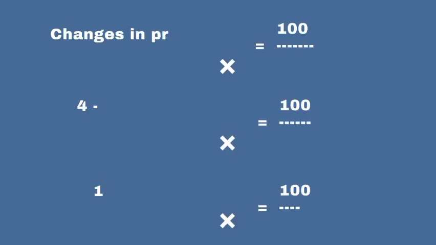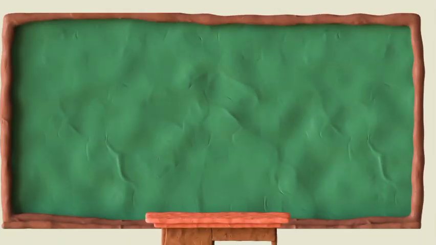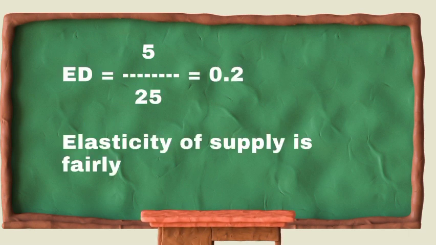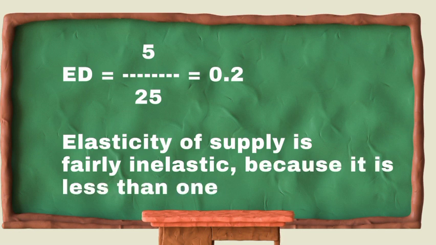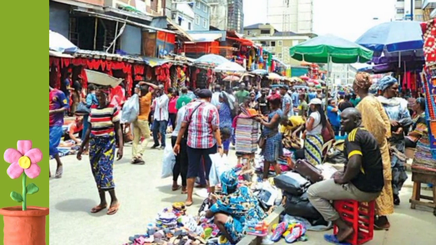And now for your percentage change in price. You find the change in price over the old price times 100 over 1. It will be 4 minus 3 over 4 times 100 over 1. So we have 1 over 4 times 100 over 1, which is 25%. Are we together? 25%. And the last thing to do here is your 5 divided by your 25 will give you 0.2. Elasticity of supply is fairly inelastic because it is less than 1.